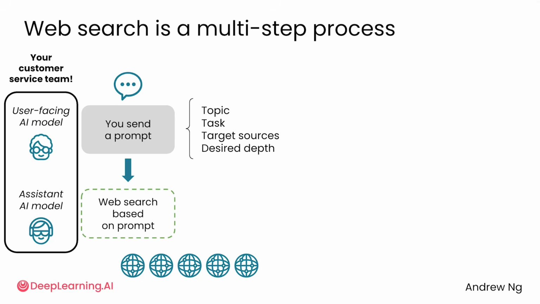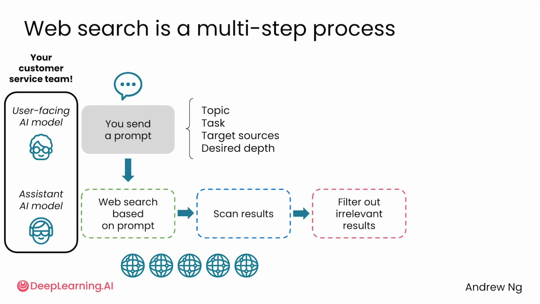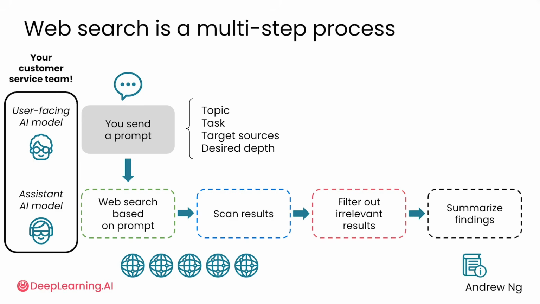This assistant AI model will then search on a web search engine, very similar to Google and Bing and other web search engines that we as people might use. And it will scan the returned results, filter out the irrelevant results, and download the most relevant web pages and then summarize them. The second assistant AI model will then present the summaries back to the first model, the user-facing AI model, and the first model will then use these summaries in order to generate the final answer for you.